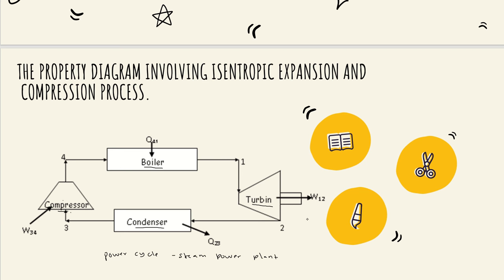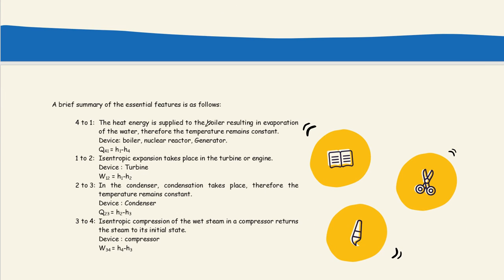This one is in and this one is out for boiler. So 4 to 1, the heat energy is supplied to the boiler, resulting in evaporation of the water. Therefore, the temperature remains constant. Example of device like boiler, nuclear or generator. So there, it involves heat Q equal to H1 minus H4. H is enthalpy. So H1 is out, H4 is in.